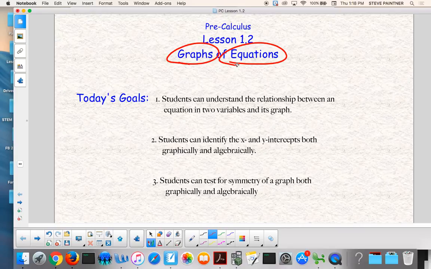Students can identify the x and y intercepts both graphically and algebraically. Graphically, we're going to do it with our calculators. Algebraically, we're going to do it with our pencil and paper. And then last, this is the one I did not make in period 4 or 5: students can test for symmetry of a graph both graphically and algebraically. Graphically is easy because we just type it in our calculator, we look at it, and we go, oh, it's symmetrical to the x-axis. It's so easy. But algebraically, it's not easy, and we didn't make it today. But we'll get there tomorrow.